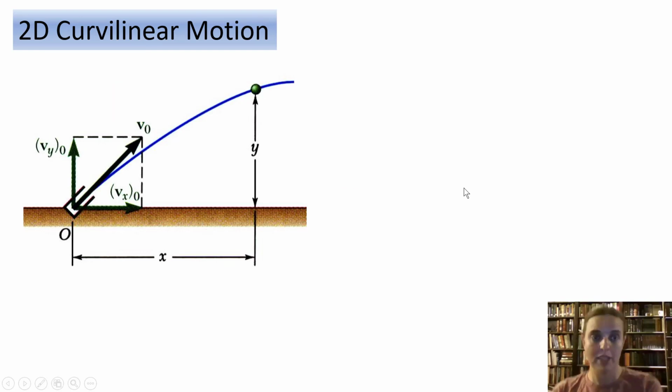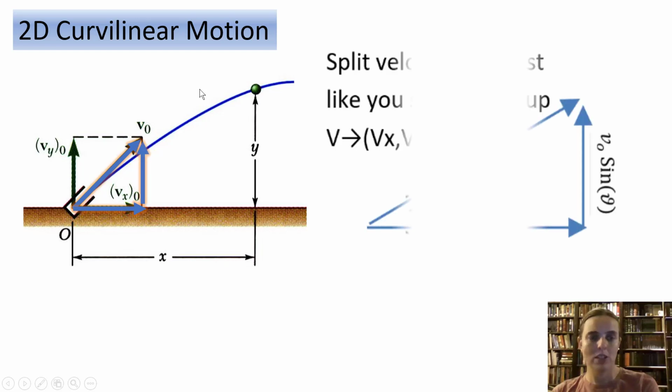Curvilinear motion. So in this case, we're going to have motion in the x direction and the y direction. Two-dimensional, so it's not just x, not just y. And everything you did with forces in statics, we're going to do with velocities. So if you have velocities, we can split that into x and y directions.